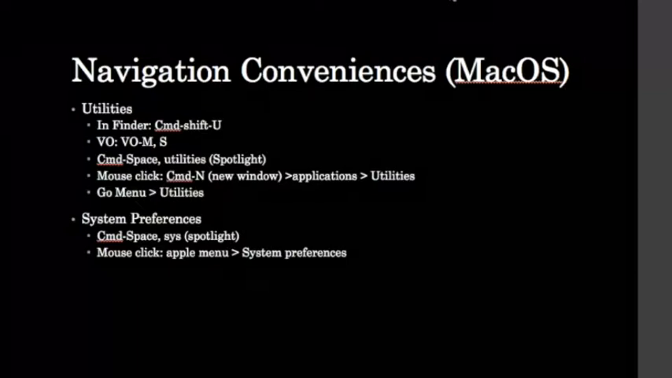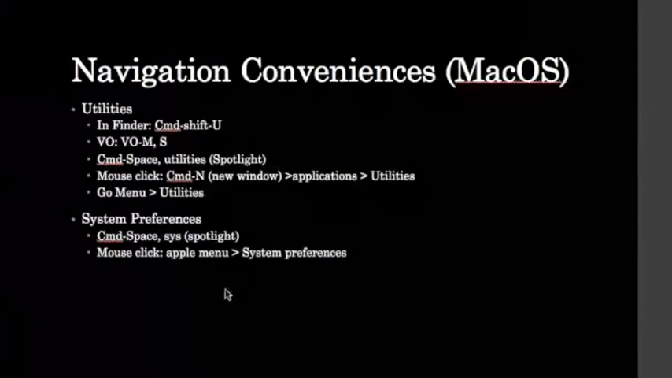Command Space on macOS opens up Spotlight, and you can just type in the word utilities. That's the same as the search in Windows. You can mouse click Command N for a new window, and then go to Applications, Utilities. Or at the very top of the screen on Mac in your Finder, there's a menu called Go, and it's right there. For System Preferences, Command Space for Spotlight, SYS.